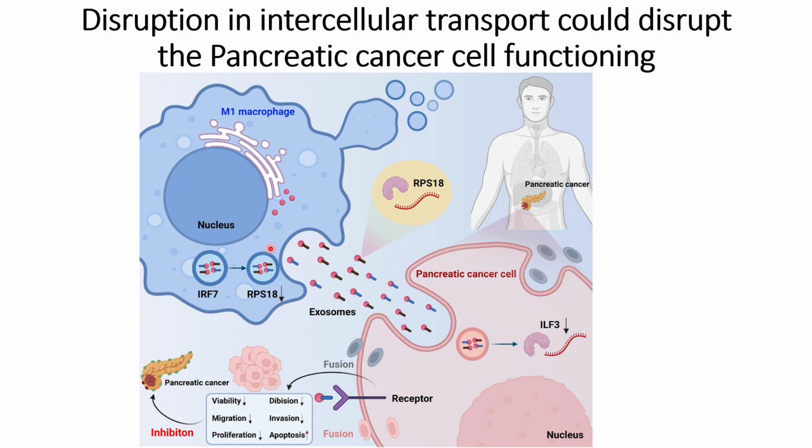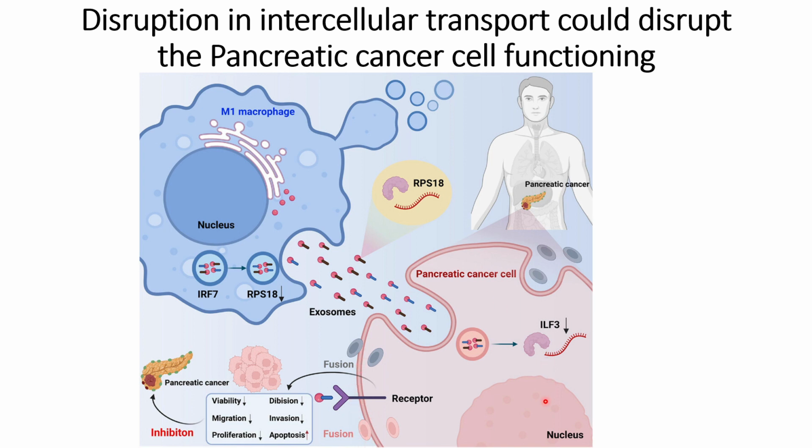These things they have observed in the tumor microenvironment where M1 macrophages are present. However, in this figure they have not mentioned whether this kind of intercellular transport also occurs from other immune cells or the other cells that are present in the tumor microenvironment.